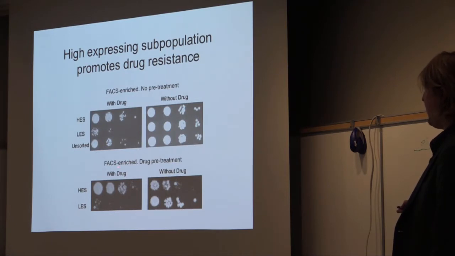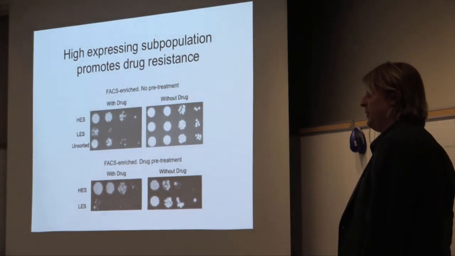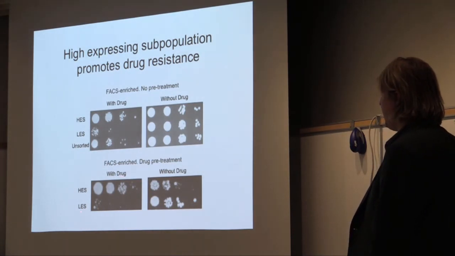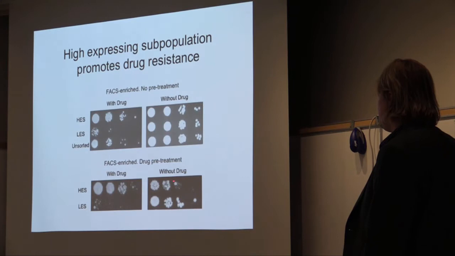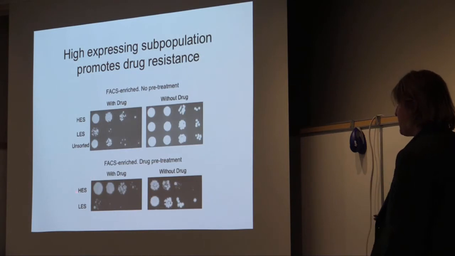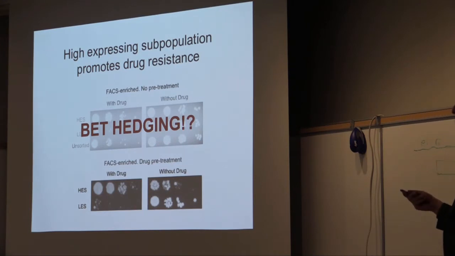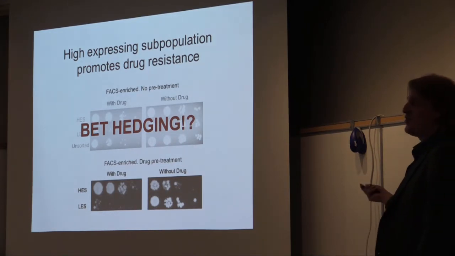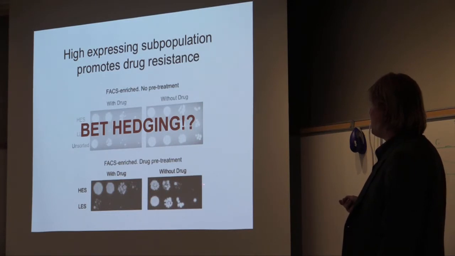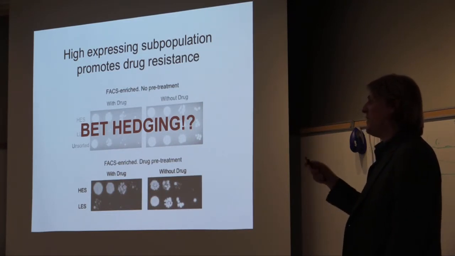Instead, we combined FACS enrichment with drug pre-treatment, so we induce cells and select for these high expressors, getting a cleaner sample of the high inducers. Here it's very clear: low expressing cells with the drug are basically dead in the water. Without the drug, it's also very clear that the high expressors actually have a fitness disadvantage. This is in the literature as a bet-hedging strategy: you sacrifice part of your population.